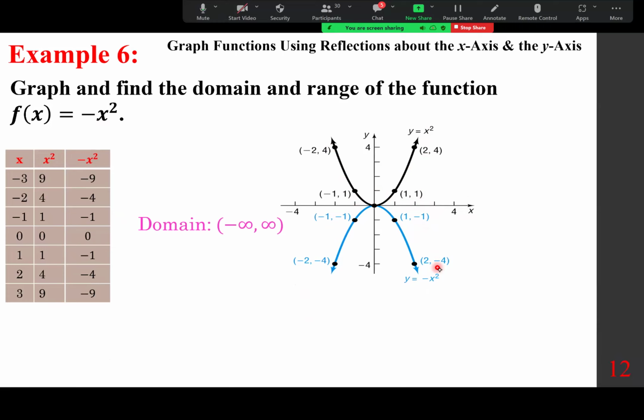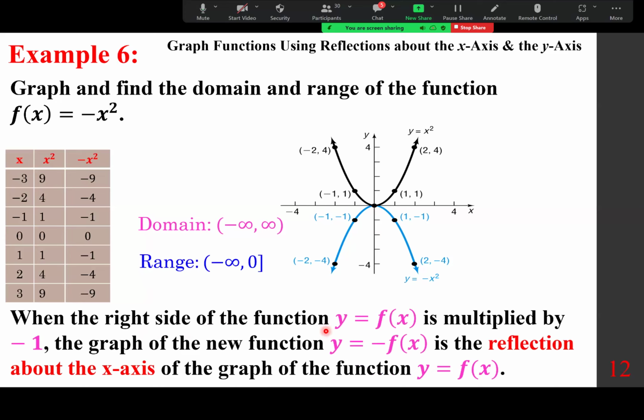Domain doesn't change. In both cases, all real numbers. Range for the original one is 0 to infinity, but for the new one, it is from negative infinity to 0. So the range does change. So when the right side of this function is multiplied by -1, the graph of the new function is the reflection about the x-axis of the graph of the function y equals f of x.